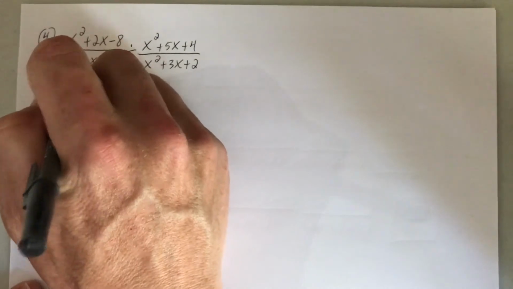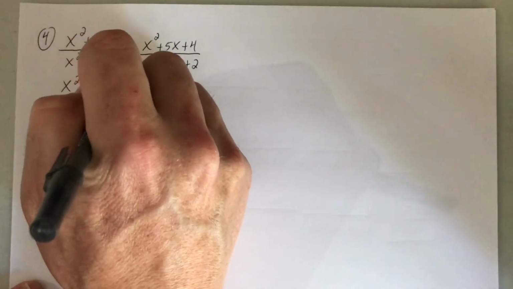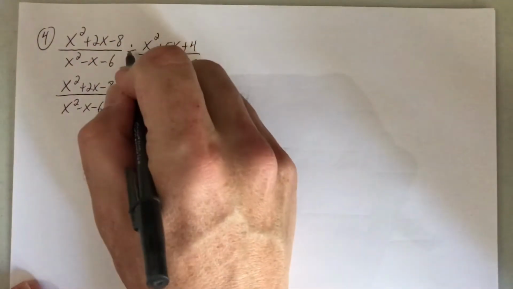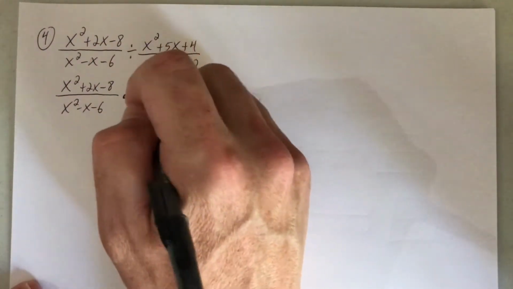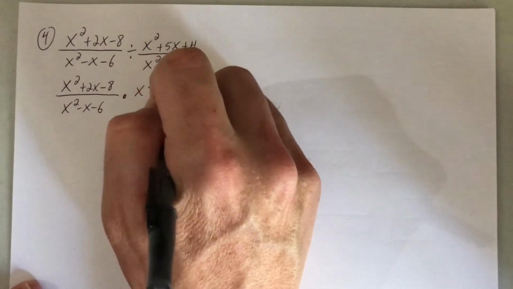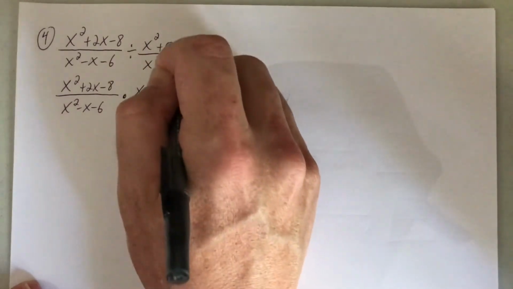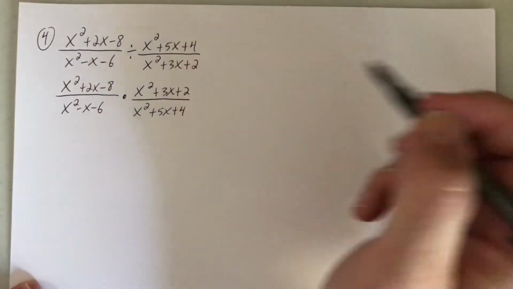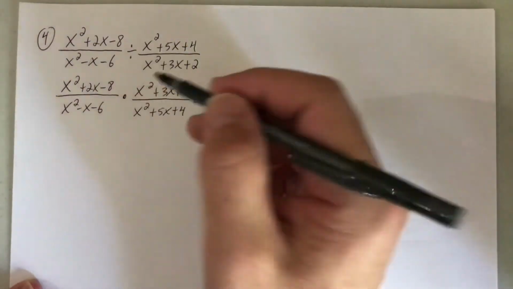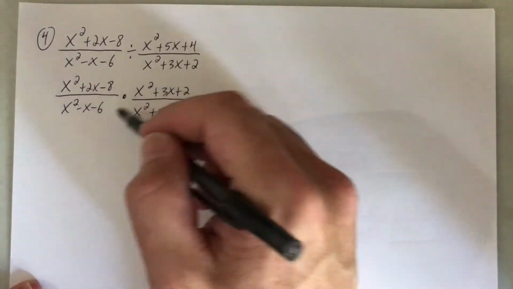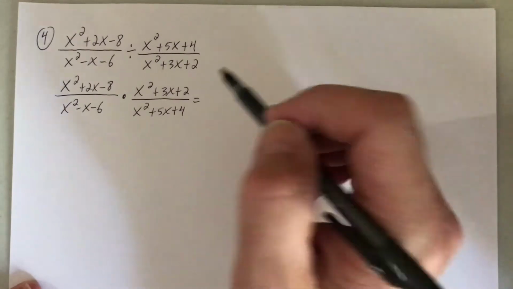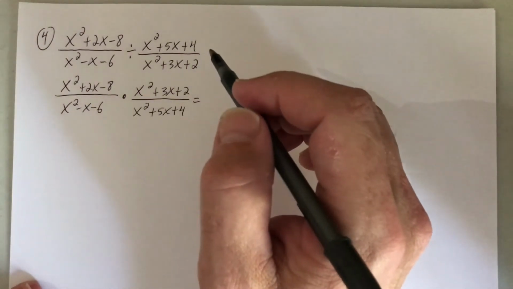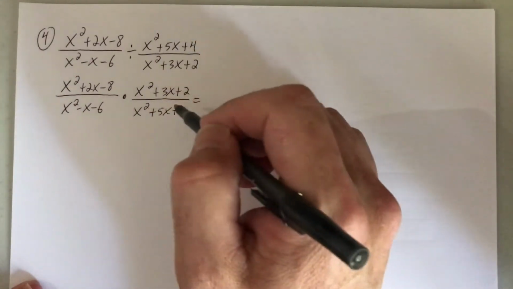So I'm going to go ahead and rewrite this as a multiplication, because I'm going to change this and I'm going to flip. So x squared plus 3x plus 2 is now on top, and then x squared plus 5x plus 4 is on the bottom. So now basically we just have a multiplication problem, which is what we just did in the first 3 problems here. So after we have this set up, we do the flip, change the sign. We're going to go ahead and factor all of your numerators and all of your denominators.